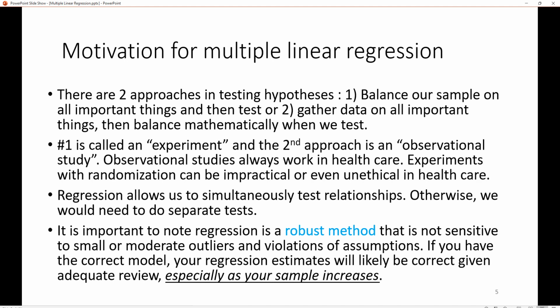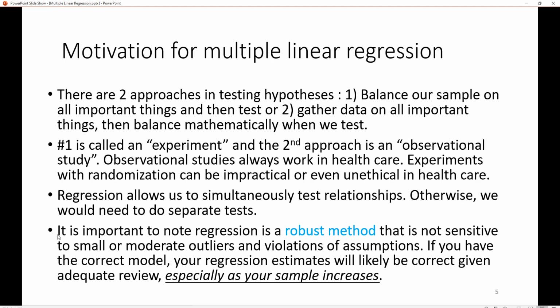The next motivation is that regression allows us to simultaneously test relationships. Otherwise, we'd need to do separate tests. And if we do separate tests, then we increase the chance of making mistakes and saying we're seeing something when we're actually not. Plus, it's not as efficient as doing something all at once. So if we have different things to test, such as is the age effect more important than the gender effect or the health status or disease group that you're in, if we do those separately, that's not going to be as good as looking at all those predictors all at once.